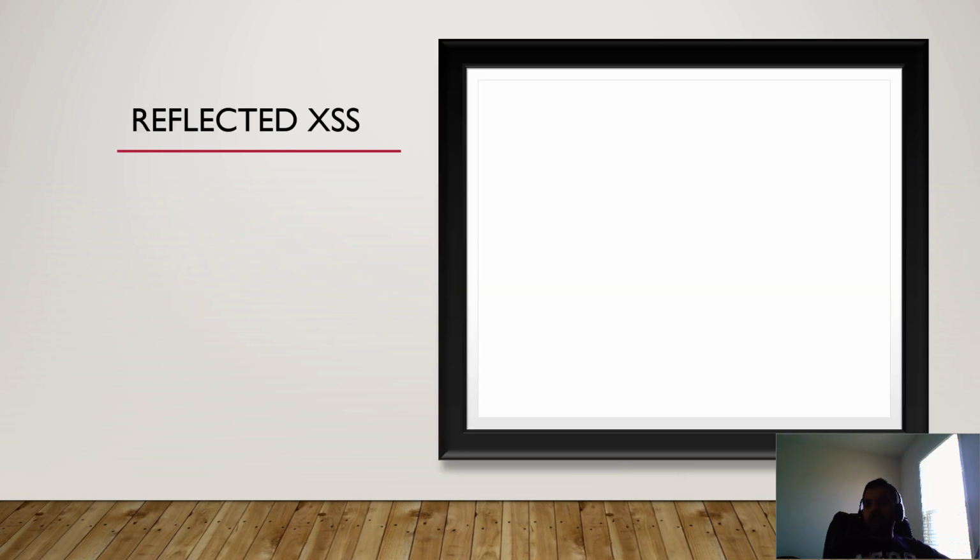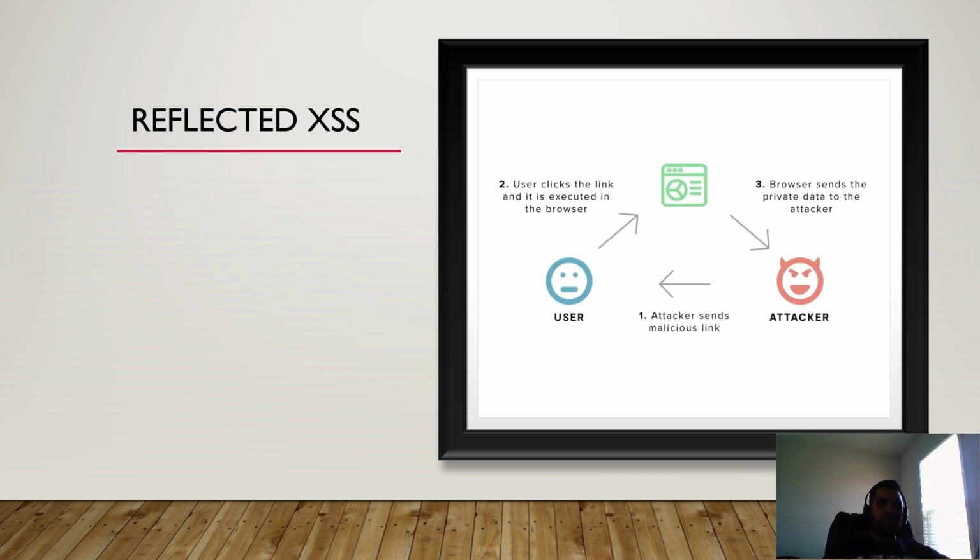Now, let's talk about the different types of XSS and how each one could go wrong. With reflected cross-site scripting, here's the workflow. First, the attacker creates a malicious link. For example, http://xyz.com with a search parameter, search equals script alert 123 script. They send it to the user, and the user clicks on it. The request goes to xyz.com. There is no validation on the server side, so whatever the input to the search parameter was, alert 123, will be executed on the user's browser.